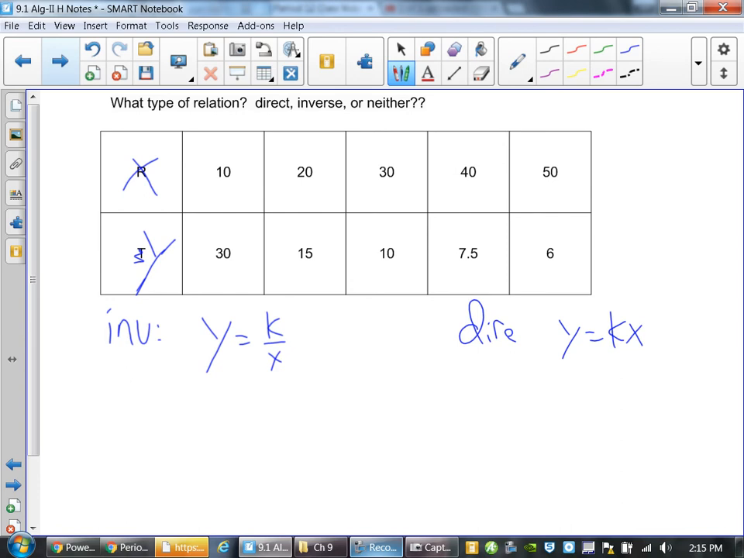What's 10 times 30? What's 20 times 15? What's 30 times 10? What's 40 times 7.5, you think? Well, what's 4 times 7? 28. Okay. And then, what's 50 times 6? So do you think it's going to be direct or inverse?